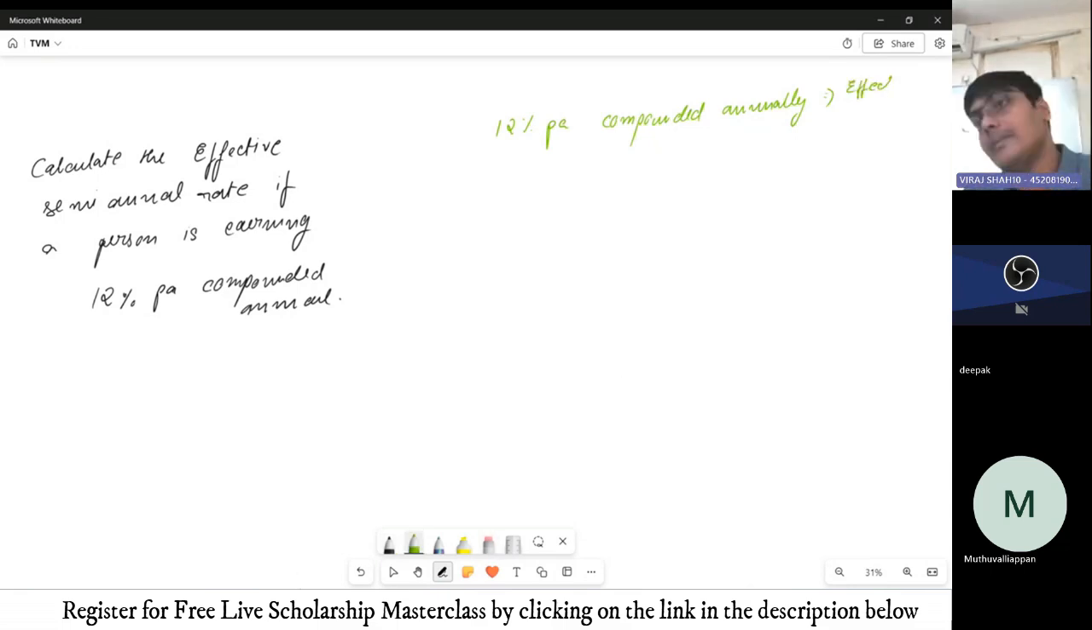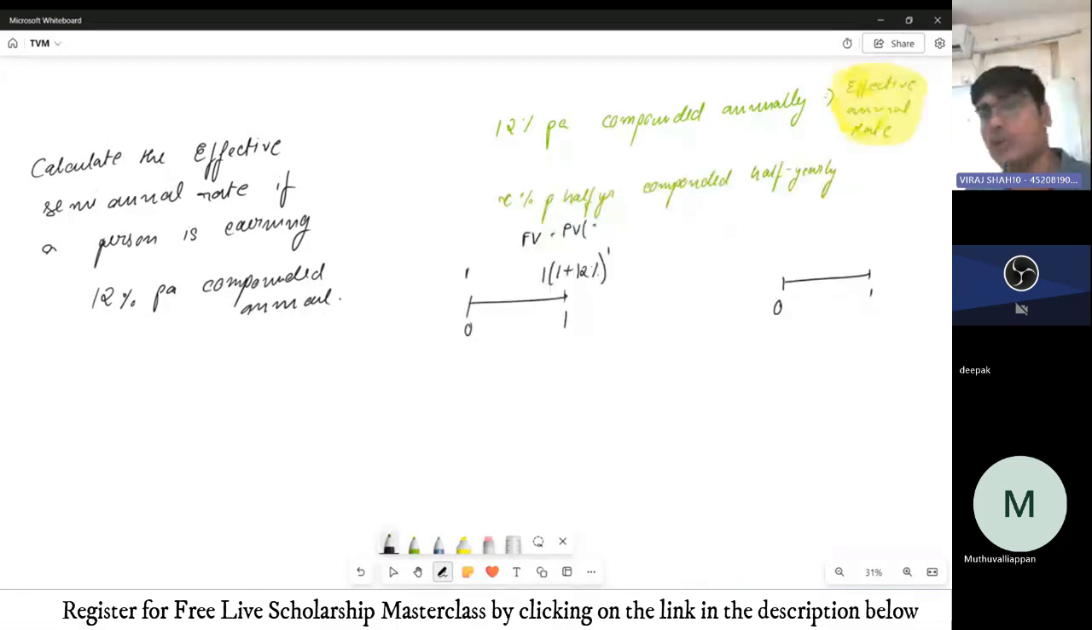What have they asked us? Annual rate. So what do we need? We need X% for half year, compounded half yearly. Right? With me? This is the effective annual rate. Do you understand? What do we know? 1 rupee invested becomes 1 + 12% to the power 1. FV is equal to PV into 1 + I/Y to the power 1.